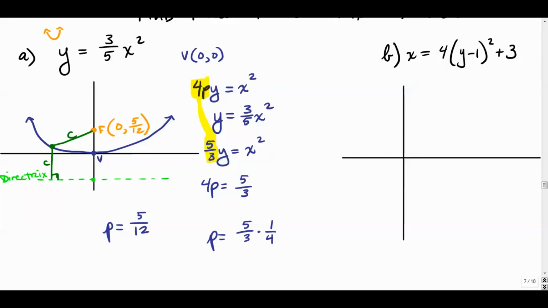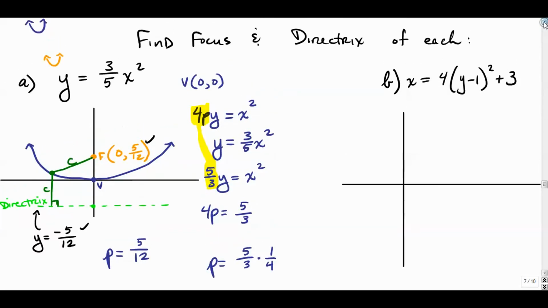So the directrix, of course, has an equation. It's a line, so it's y equals negative 5/12. So there you go. There's your focus and your directrix. Over here to your right, letter B. Find the focus and directrix of this one.